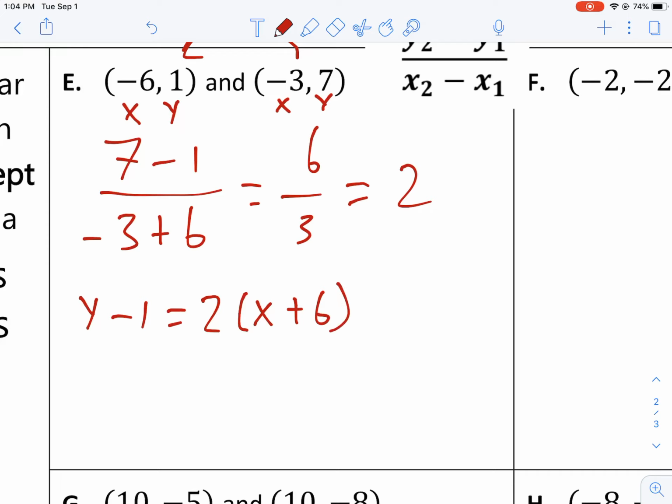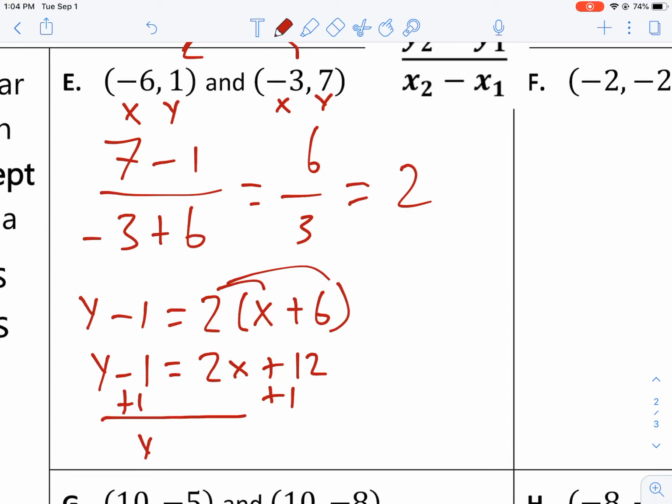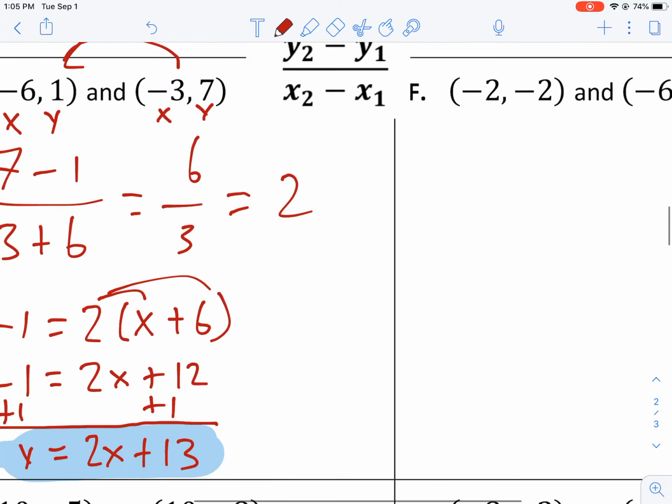And now we're going to turn this into slope-intercept form. So just like we did before, we're going to start by distributing to get rid of the parentheses. That gives us 2x plus 12. Now we're going to add 1 to both sides. And that gives us y equals 2x plus 13. And now we are done. So now we've got it in slope-intercept form. So you can see why I said point slope is easier. In order to get to slope-intercept, you've got to go to point slope first. So there's y equals 2x plus 13.